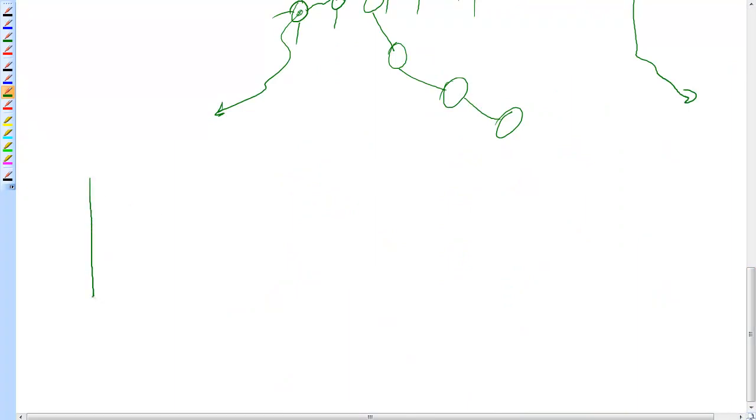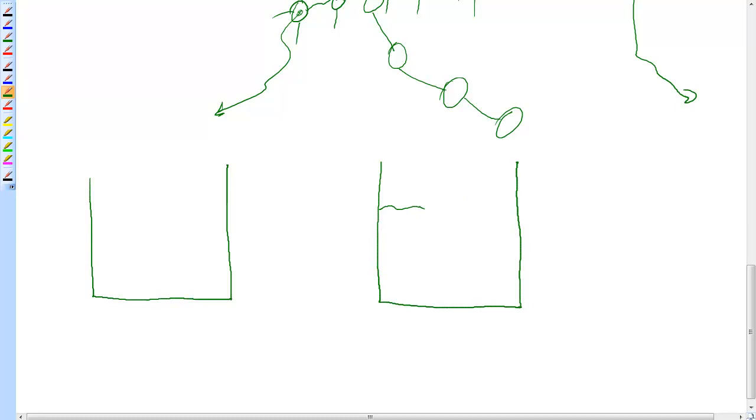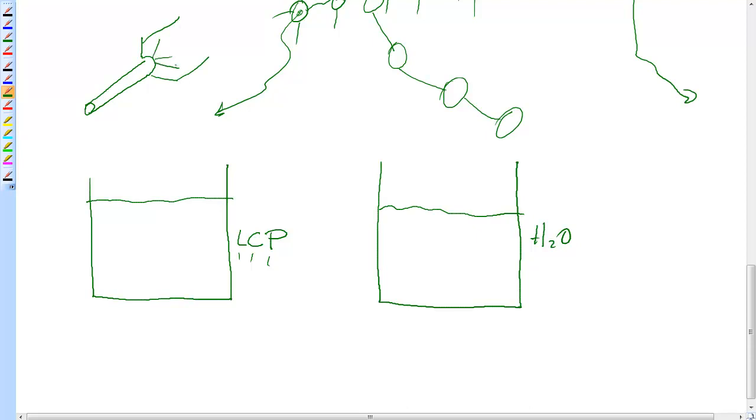Let's say you took two beakers and you filled one with water and you filled one with the long chain polymer. I'll say LC, long chain polymer. Then you took just a regular drill and you put a pencil in that drill. I'm not going to do a good job of drawing the drill, but say here's your drill, and it has a handle over here and it has a trigger.